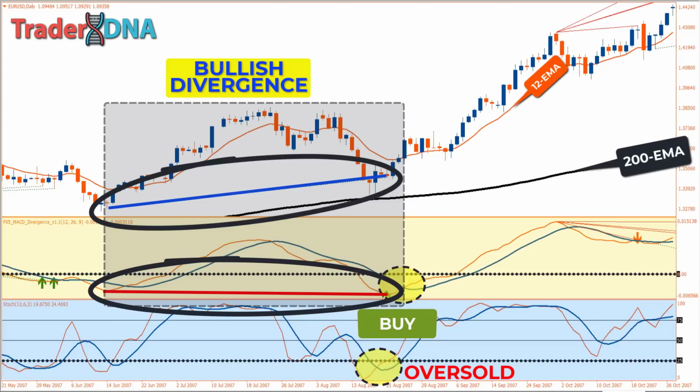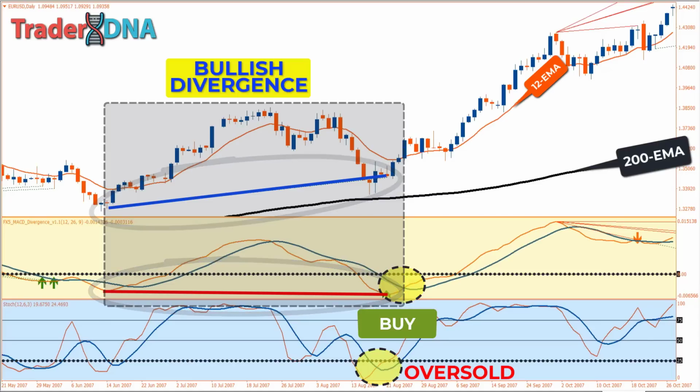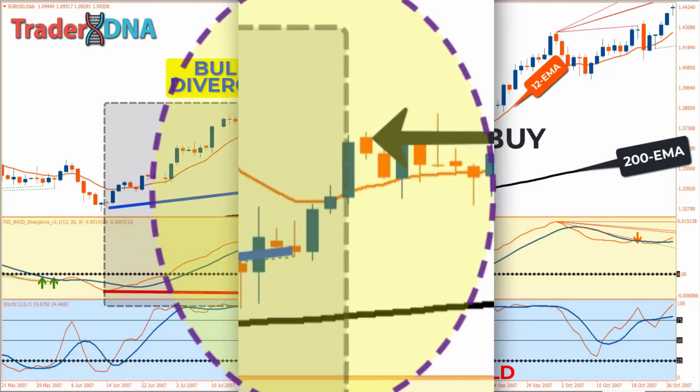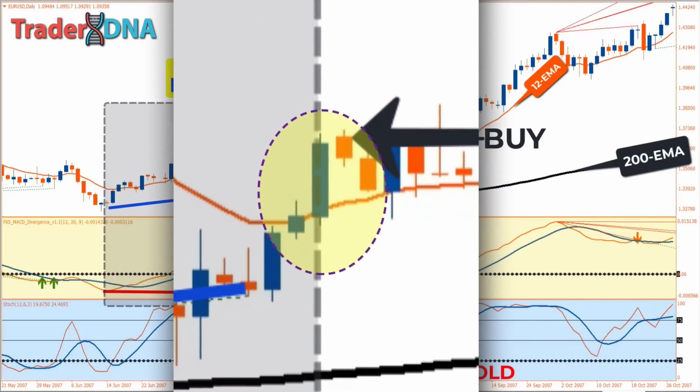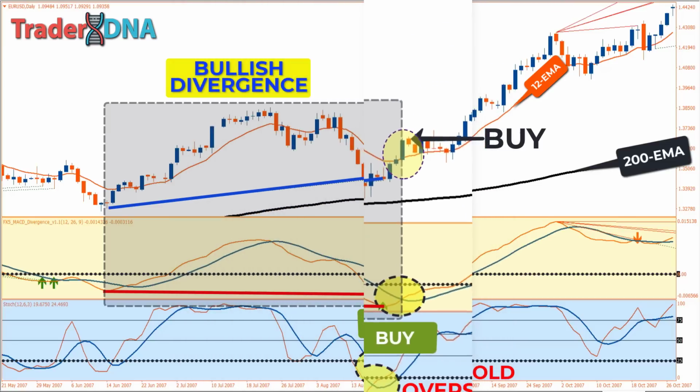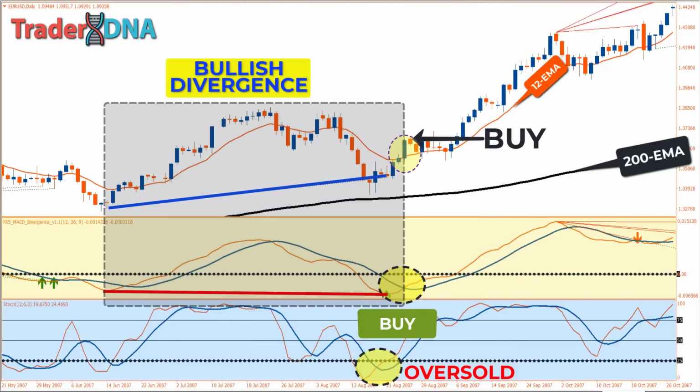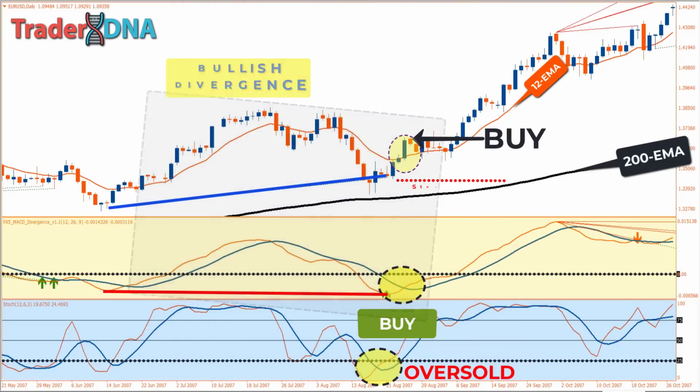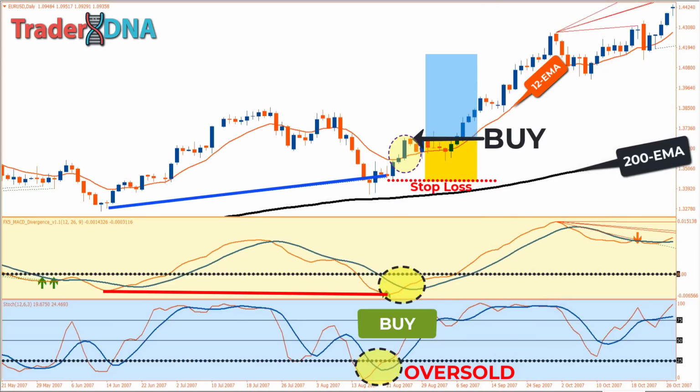Since all trading rules are met, we should promptly initiate a buy position on the next candle. Because the price closes above the 12-period EMA line, the buy position we enter is valid. The subsequent step involves determining a stop loss just below the nearest swing low. And as you can see, the buy position we entered is closed with a relatively substantial profit compared to the risk we assumed through the stop loss.